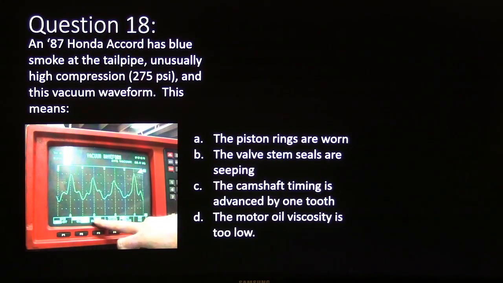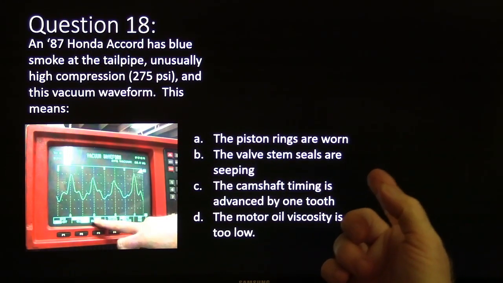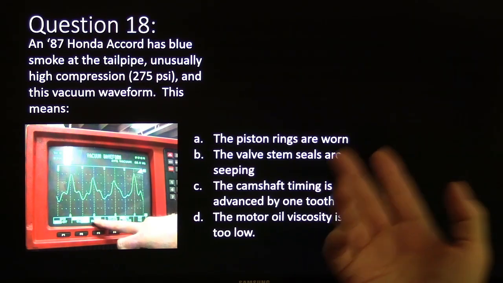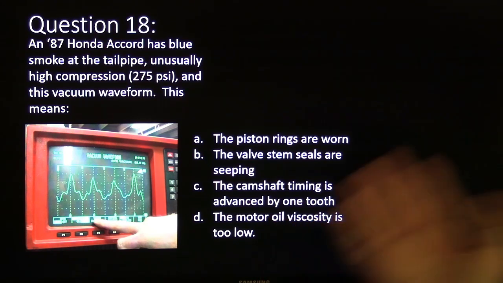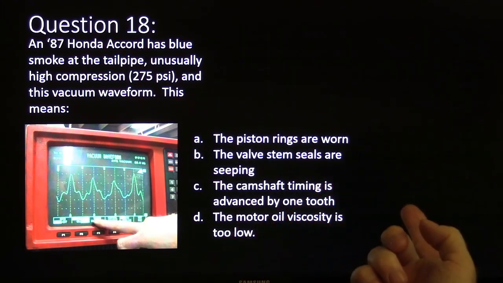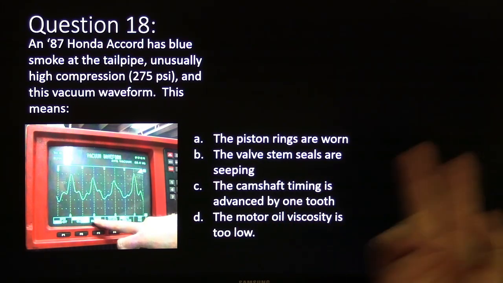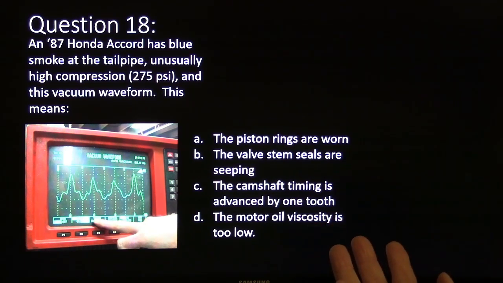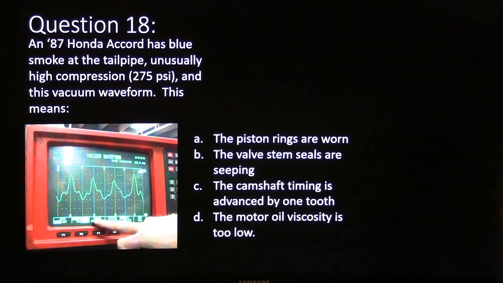Here's one right here that's really tricky. An '87 Honda Accord has blue smoke at the tailpipe, unusually high compression, and this vacuum waveform. This means A, the piston rings are worn. B, the valve stem seals are seeping. C, the camshaft timing is advanced by 1 tooth. Or D, the motor oil viscosity is too low.